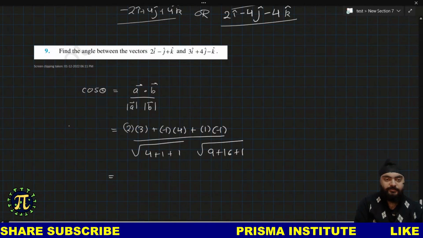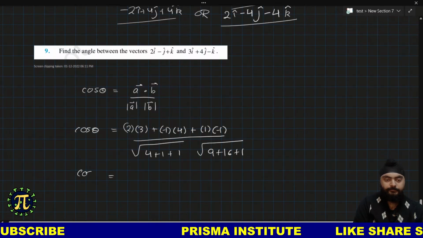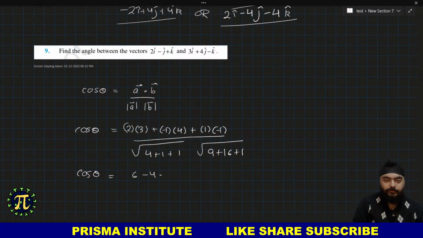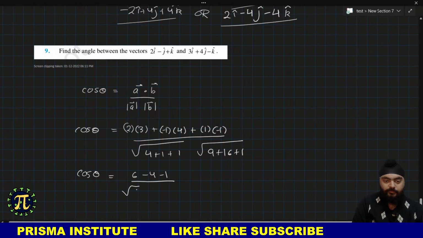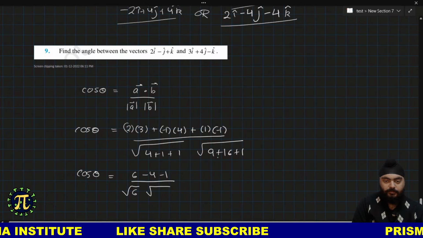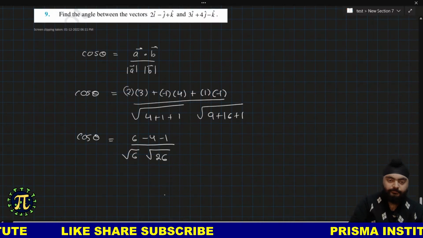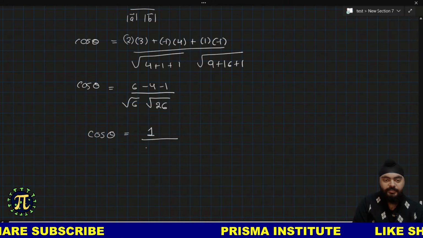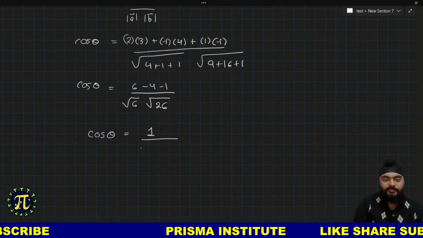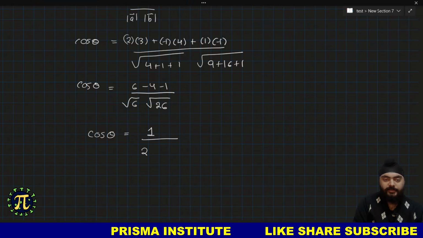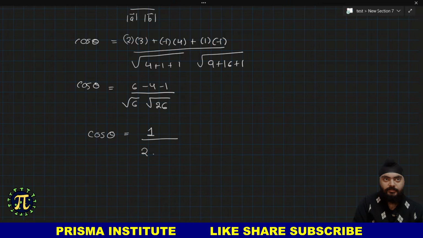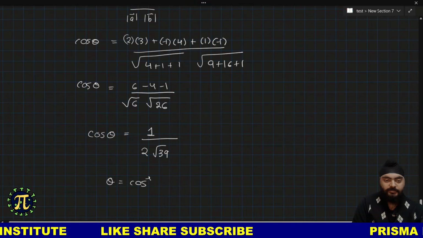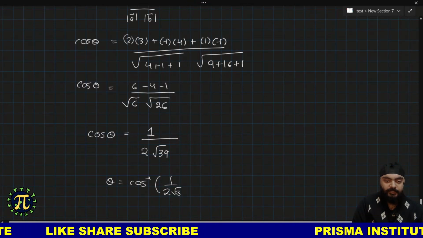So numerator simplifies to, so this is cos theta, right? Numerator simplifies to 6 minus 4 minus 1 divided by root 6 and root 26. So cos theta is 1 divided by, नीचे root of 6 से root 2 बाहर आया, root 26 से root 2 बाहर आया, तो I'll get 2 and 3 into 13 is 39. So theta is cos inverse 1 by 2 root 39.